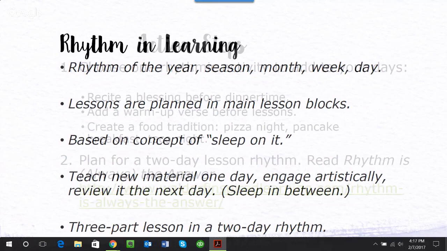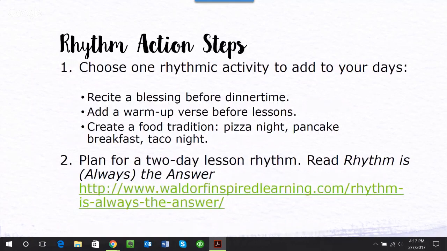Okay, I'm going to give you a couple of action steps. If you need help establishing rhythm, my suggestion always is to choose one rhythmic activity at a time to add to your days. So it could be something as simple as reciting a blessing before dinner time. If you already have that one down, it could be adding a warm-up verse before lessons. And I'm going to give you a couple today that you might like to use for a warm-up verse and a closing verse. And it could be something fun, like creating a food tradition.